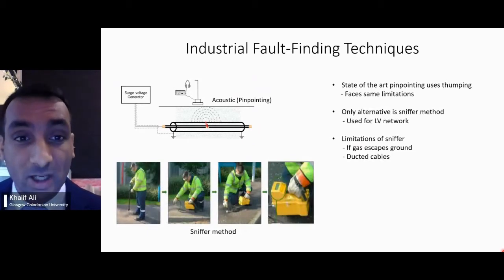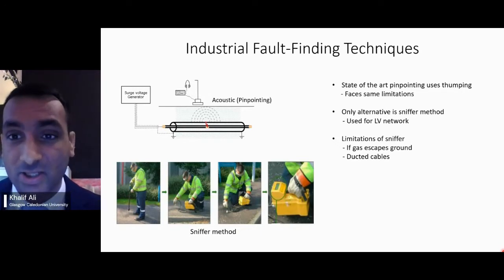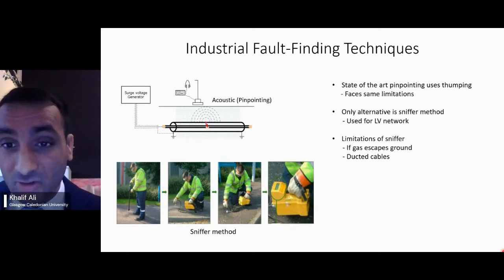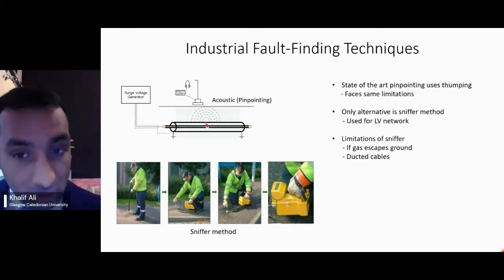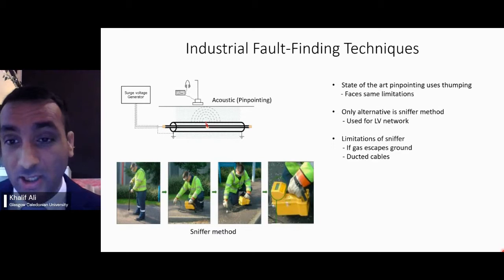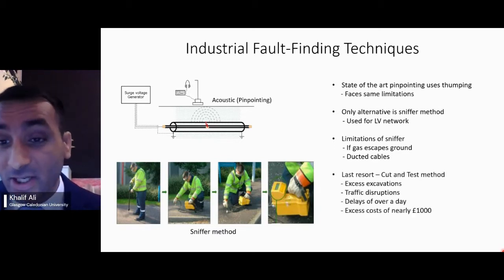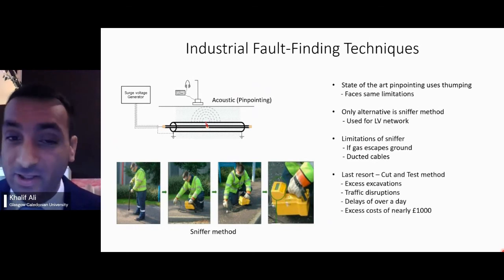which is primarily used for low voltage distribution network because thumping is dangerous to domestic appliances. The sniffer method finds the fault by analyzing the gas that is given off at the fault point. However, the limitations of the sniffer is that the gas can escape from the ground, and sometimes the gas can get trapped in conduited cables, which are in ducts. The last resort is the cut and test method, which is exactly as it sounds.